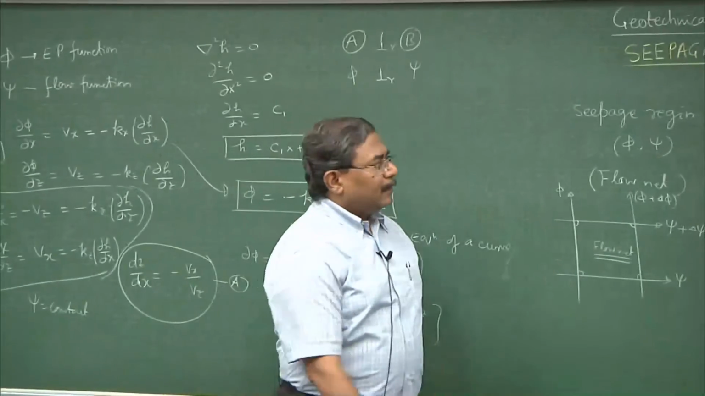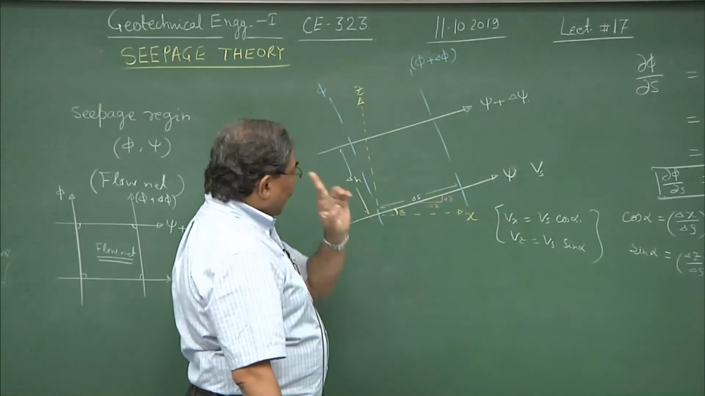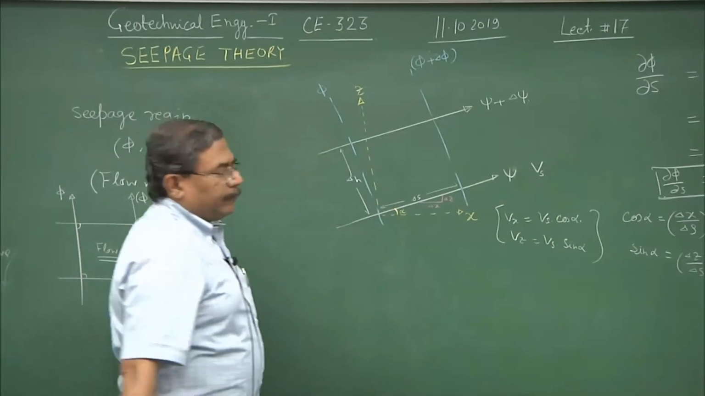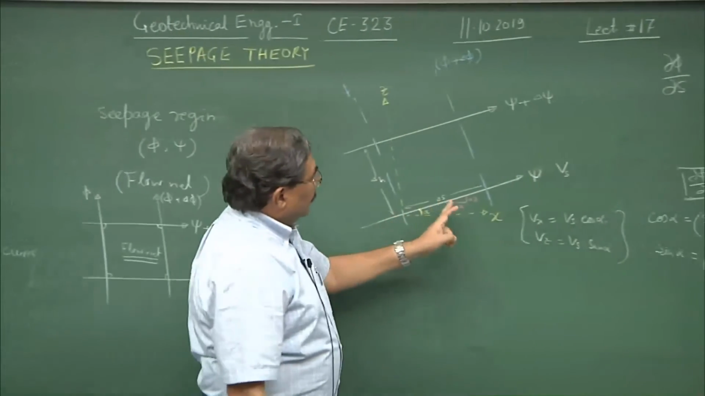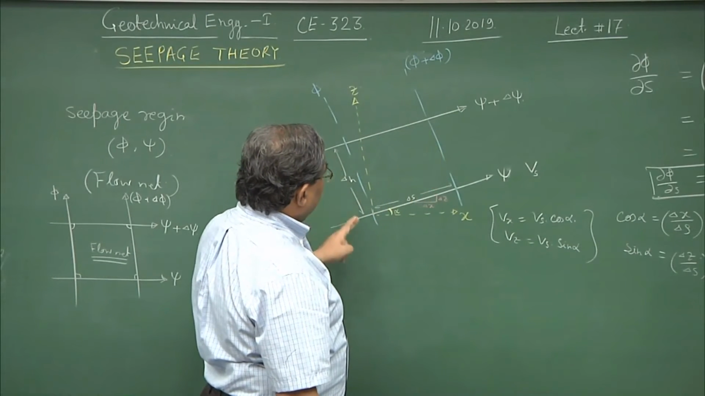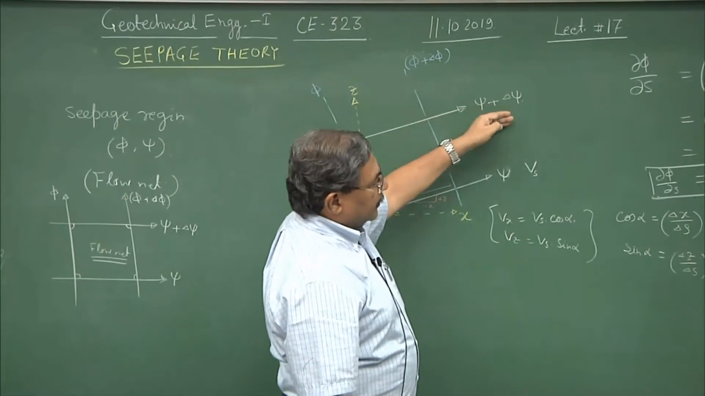And that is what I had said, that there is an intention of choosing this delta s and delta n as the steps or the spacing between the equipotential lines as delta s and delta n as these spacing between the flow lines.